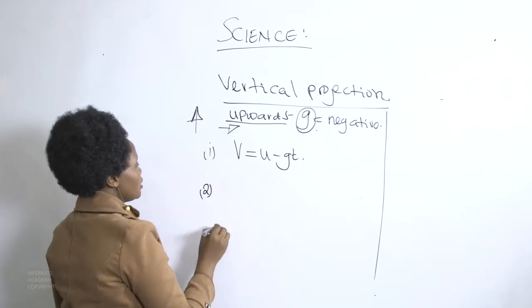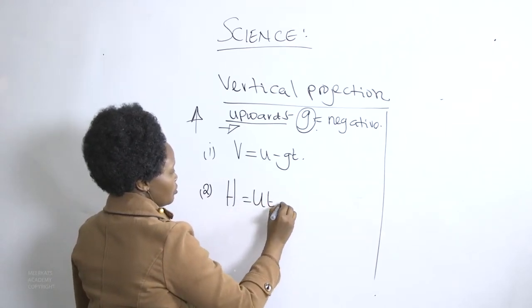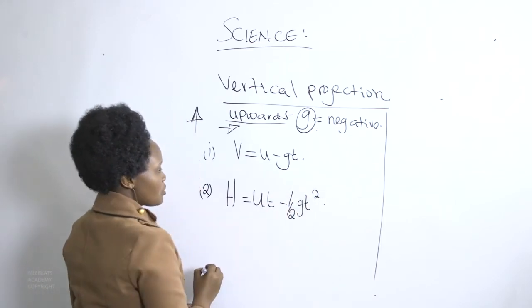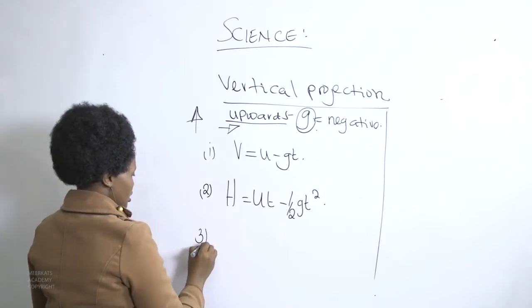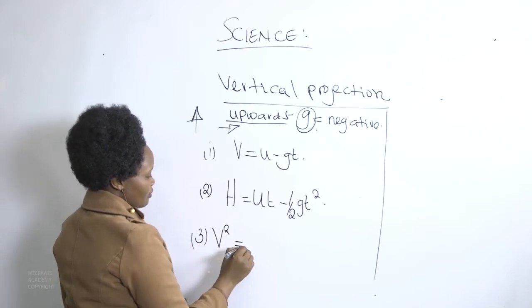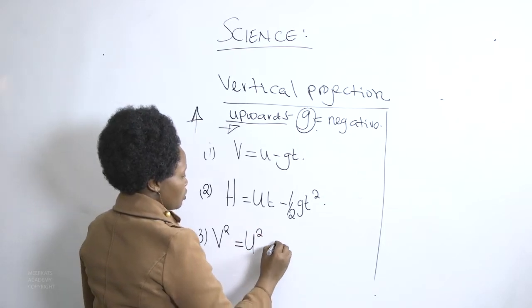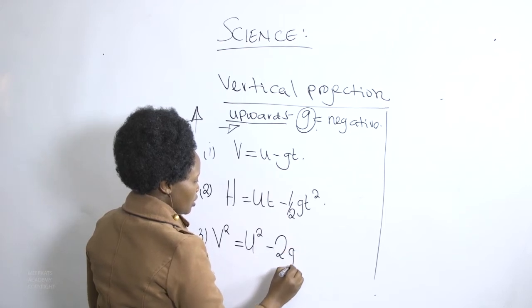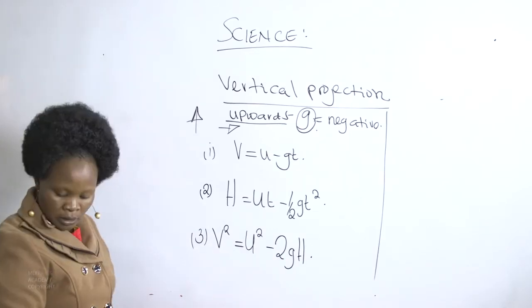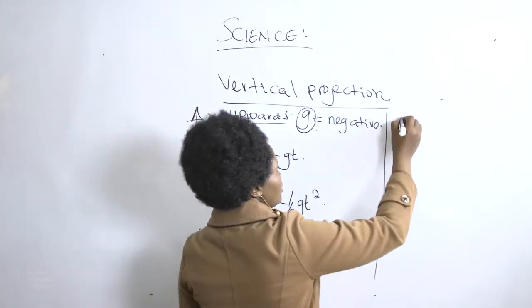Our second was talking about H, which we found to be UT minus a half GT squared. And number 3, we looked at another one which related the final velocity to the initial velocity and also to the gravitational acceleration as well as the vertical height. Now, how about downward movement?